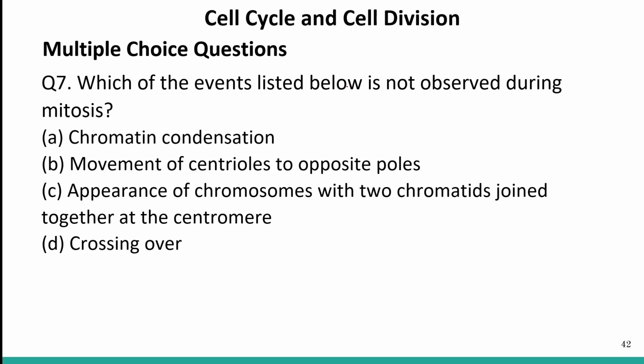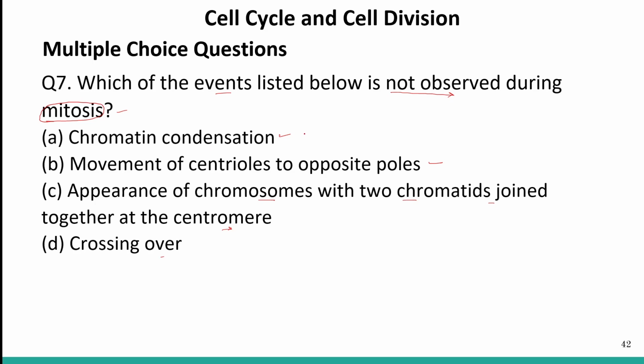Now, next question is which of the events listed below is not observed during mitosis? Okay, so they are talking about mitosis here. The first option is chromatin condensation. Second option is movement of centriole to opposite poles. Third is the appearance of chromosome with 2 chromatids which are joined together at the centromere. And the last option is crossing over. So we have to list the option which is not observed during mitosis.